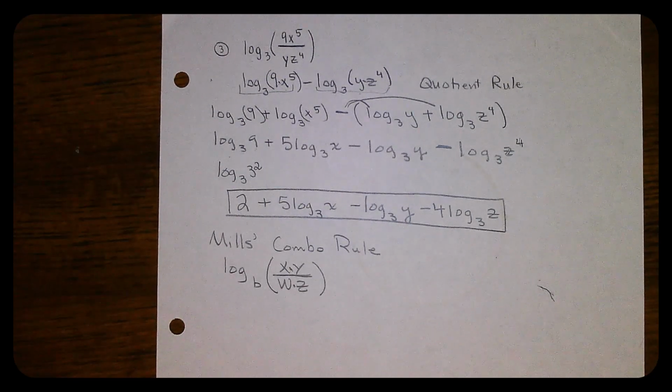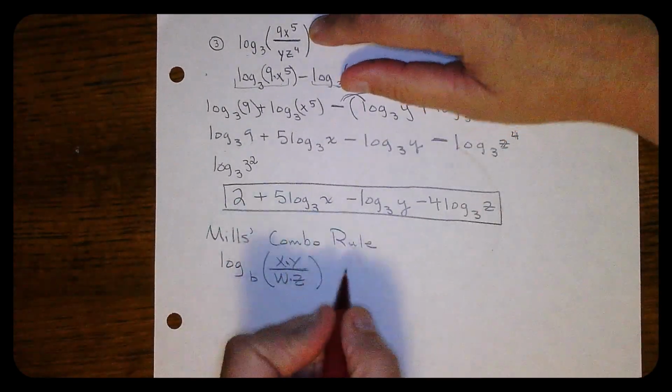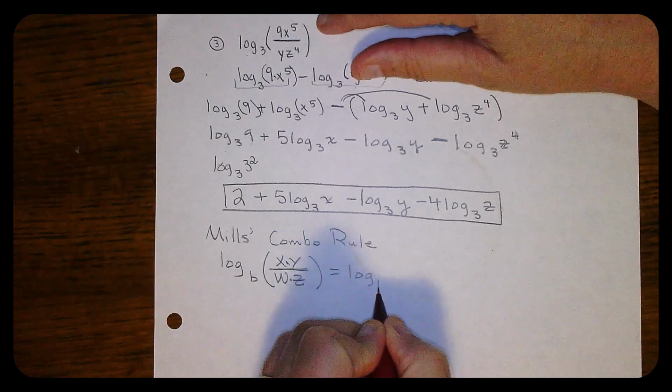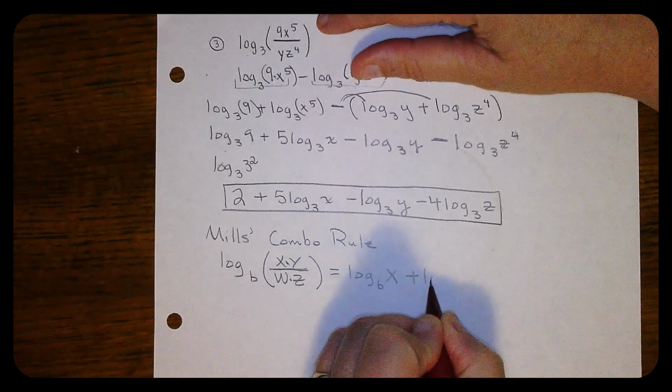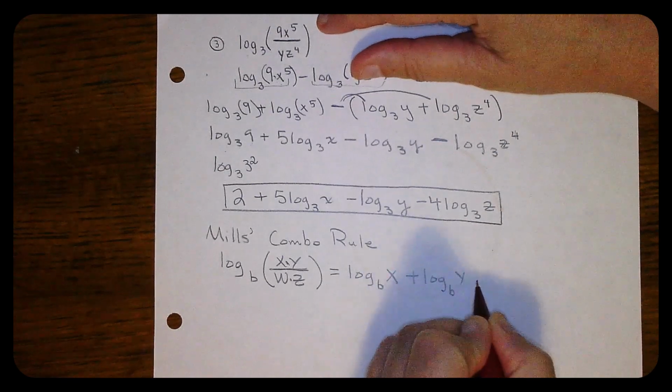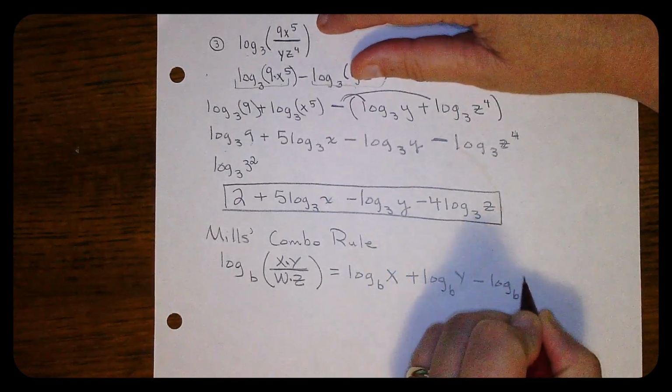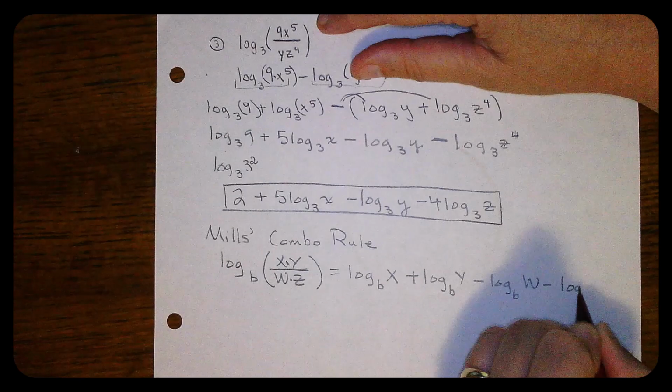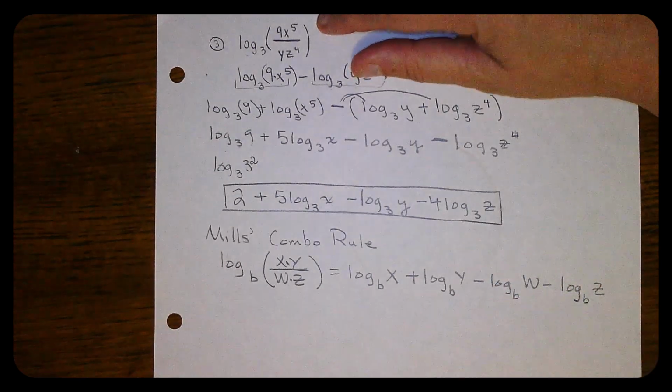Multiplication and division are inverses of each other. And we know that 1 log multiplied is 2 logs added. And we know that 1 log divided is 2 logs subtracted. So what we can do is just use one rule here, and it's going to be this: log base b of x plus the log base b of y minus the log base b of w minus the log base b of z.